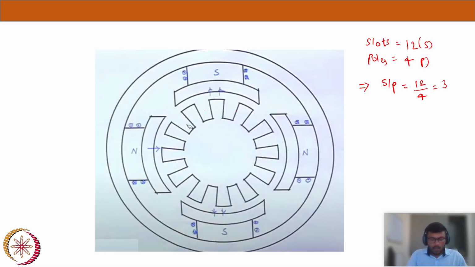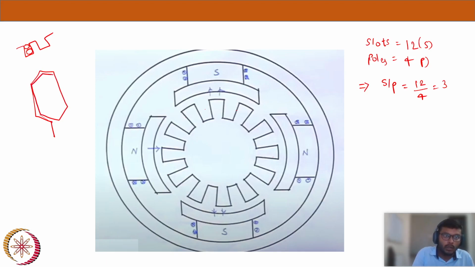Now each slot will have two coil sides, because when we talk about a double layer winding, it means, let's say this is a slot, and I'm placing two coil sides. Let me just draw a coil first. Let's say I took a coil and wound it in this fashion. It's a two-turn coil. This entire wire is a coil.